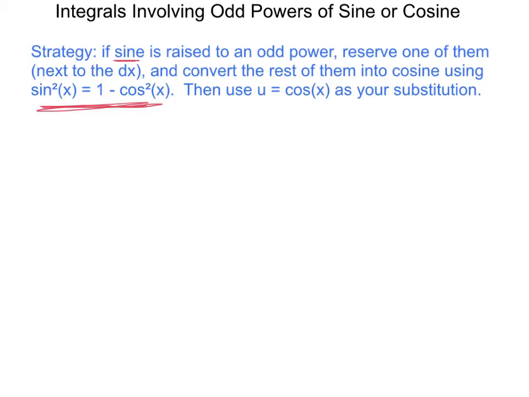This exact same strategy works great if you replace all of the sines with cosines and cosines with sines. So if cosine is raised to an odd power, then reserve one of the cosines and convert the rest into sine, and then use u equals sine x as your substitution. I've got 3 examples of this, so you'll get a chance to see it when we do it.